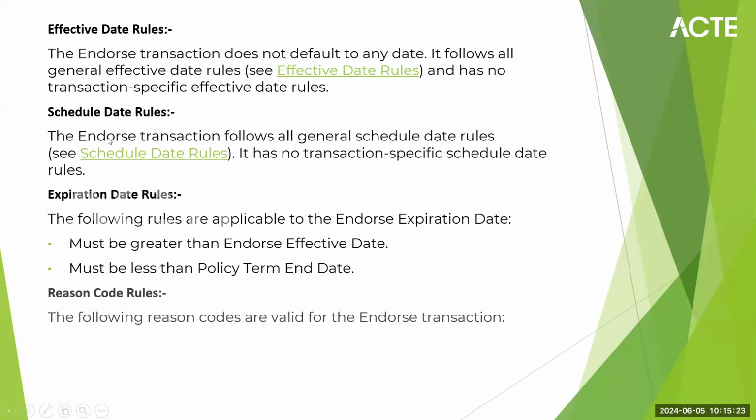Scheduled date rule. The endorsement transaction follows all general scheduled date rules. It has no transaction specific scheduled date rule. The user can give any of the dates he needs. Expiration date rule. The following rules are applicable to endorse expiration date. Must be greater than the endorsed effective date and must be less than the policy term end date. Nothing but what effective date you have given, it should be greater than that, and must be less than the policy term end date.